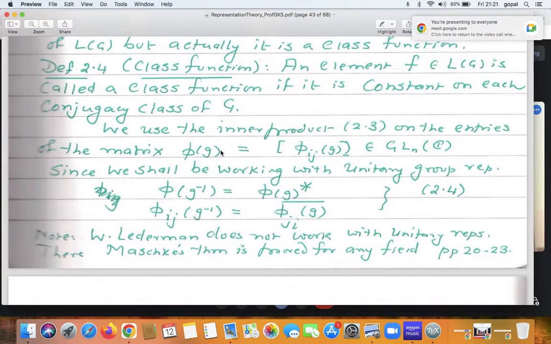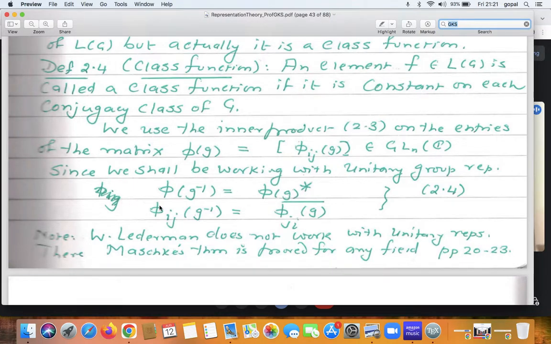Now we are going to use the inner product on L(G). L(G) is simply C cross C cross C, it is C to the power |G|. And we shall be working with a unitary group representation. We have seen that every representation is equivalent to a unitary representation. So we are going to assume that we have a unitary group representation. So rho(g) inverse must be rho(g) star.